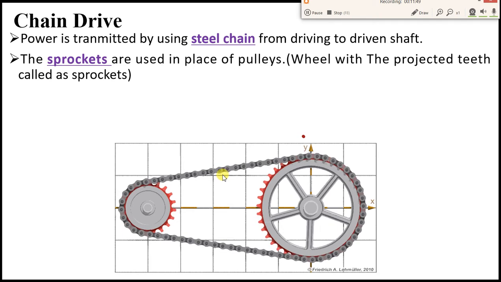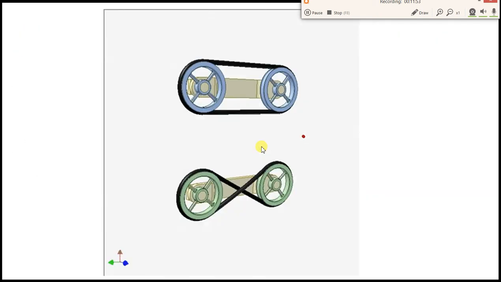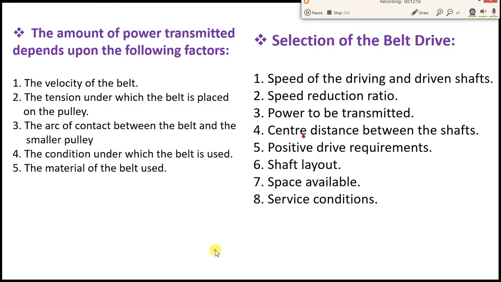Now the basic difference between belt drive and chain drive is this. Now you have seen open belt drive, first case, and cross belt drive. On the input shaft a pulley is mounted, on the output shaft another pulley is mounted. Power is transmitted with the help of a belt from input pulley to output pulley, or driving pulley to driven pulley. So the rotating device is called a pulley.